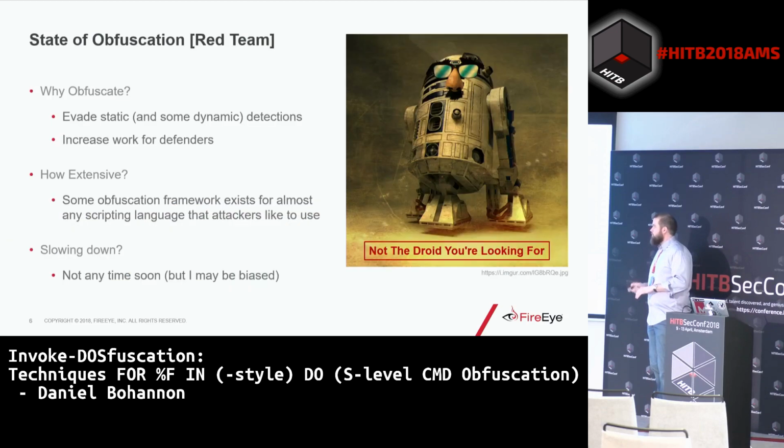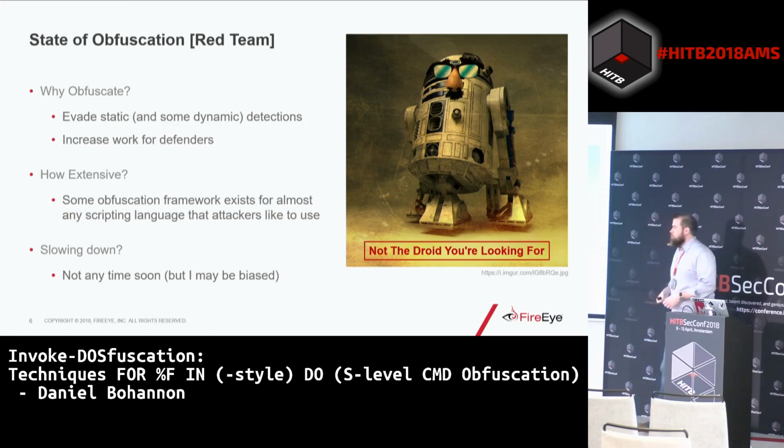So, state of obfuscation. From a red team perspective, obfuscation is great because it takes little effort to get big gains. And the whole point that I researched this is, again, as a defender, I'm trying to figure out what are all the ways that I can mess up my own detections. Let me figure that out first so I can make my detections more robust. There are obfuscation frameworks for so many languages available for free out there. And even though I may be biased, I don't see this slowing down anytime soon because it's so effective and we see so many attackers continually being creative in how they obfuscate to get around detections.